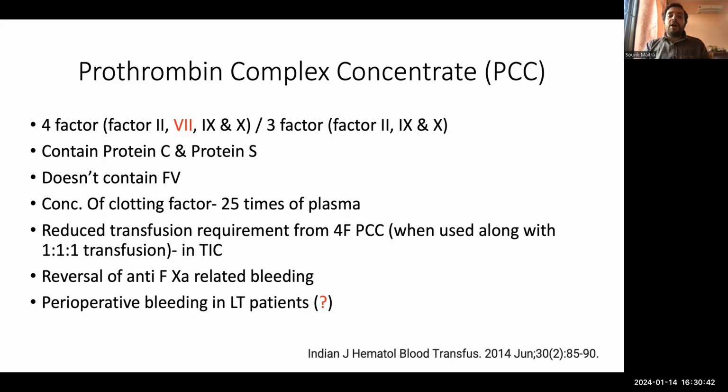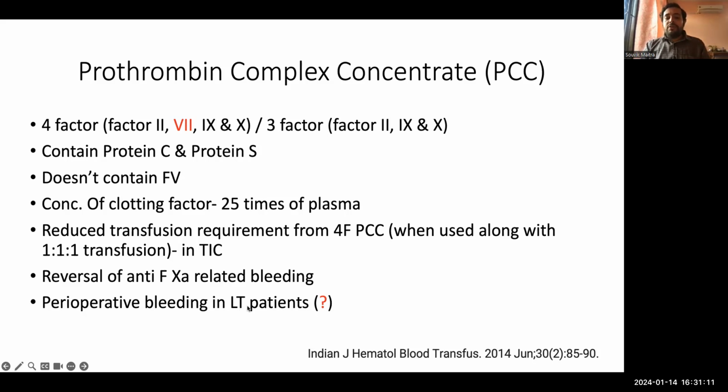There is no improvement in the other outcomes like organ dysfunction, mortality, or duration of hospital stay. The patient-centered outcomes were not improved, but yes, transfusion requirement was reduced with the use of 4-factor PCC along with the 1:1:1 transfusion protocol. And it has been used for reversal of anti-factor 10A related bleeding also, though it's an off-label indication.